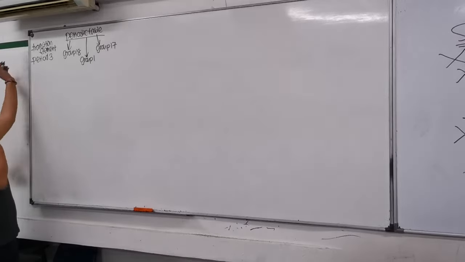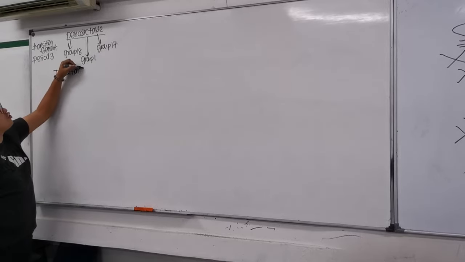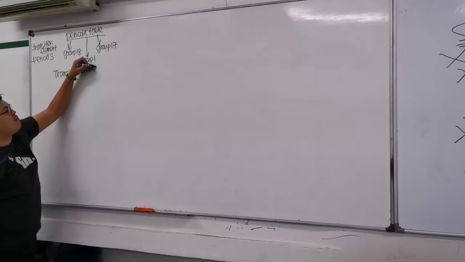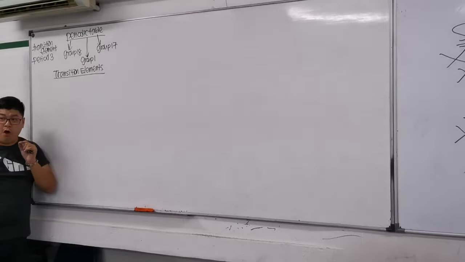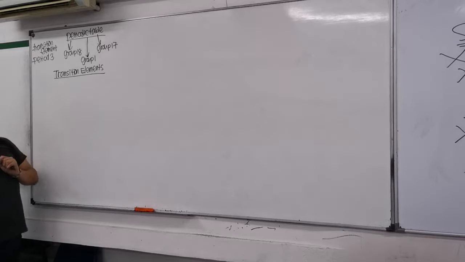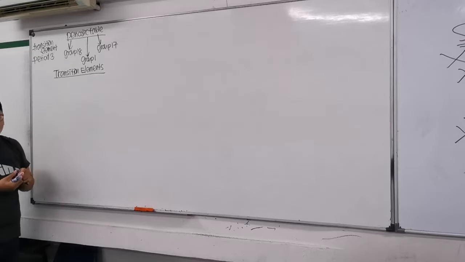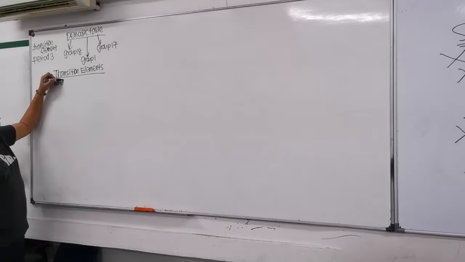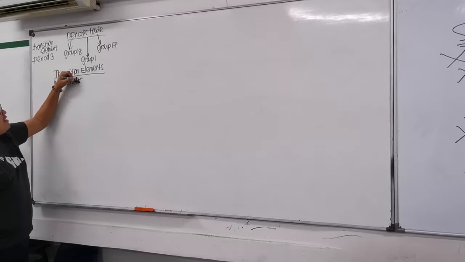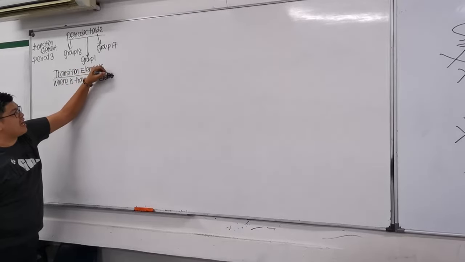Okay guys, today we are learning something called transition elements. For me, transition elements are the easiest thing in the entire chapter 4, the simplest thing in this whole chapter. I'll tell you why in a short while. First and foremost, you must know where the transition elements are. Transition elements are always here.